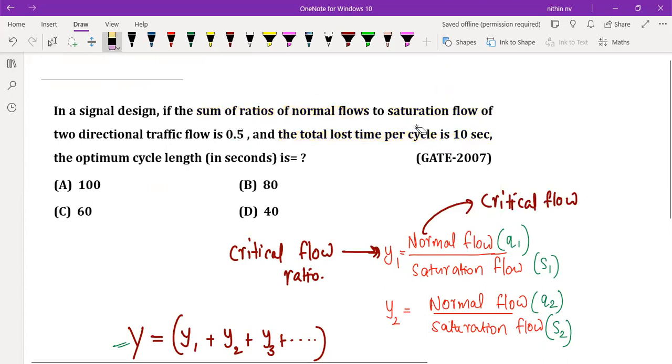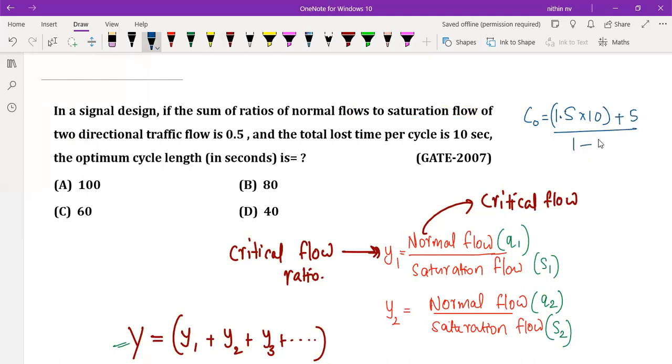The lost time per cycle is 10 seconds, and the sum of ratios of normal flow to saturation flow is 0.5. So substituting in our equation, C naught is equal to (1.5 L plus 5) divided by (1 minus Y), that is 1.5 into 10 plus 5, divided by 1 minus how much is capital Y? That they have given, 0.5. Once calculated, you will get exactly 40 seconds as the answer. Right or not? So option D will be the final answer here.